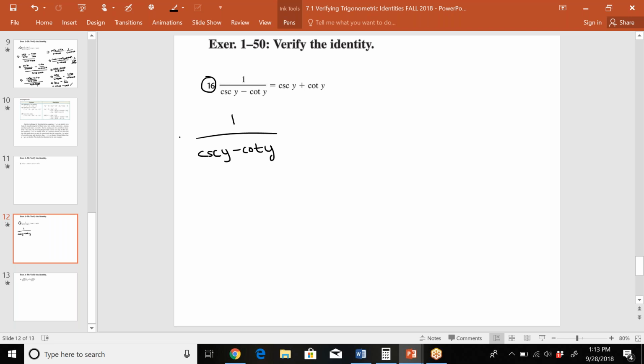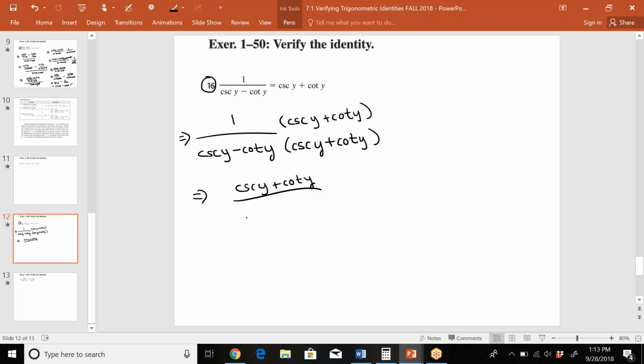So to get rid of something using a conjugate, you multiply by the same thing that you have, but you change the sign in the middle. And what that does is that makes it FOIL to a difference of two perfect squares. So that makes this cosecant y plus cotangent y all over, and we FOIL this out, this would be cosecant squared y. The middle terms are opposites, so they cancel, and then we get a minus cotangent squared y.